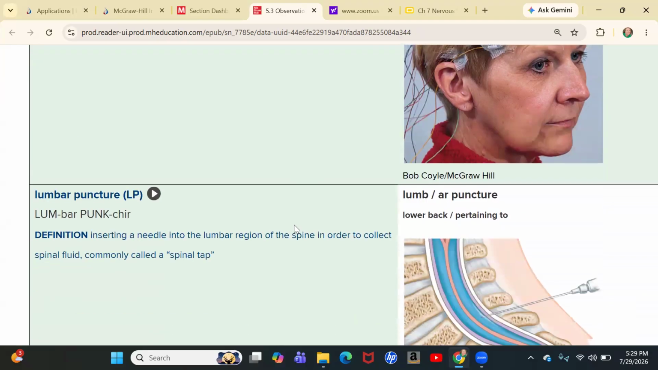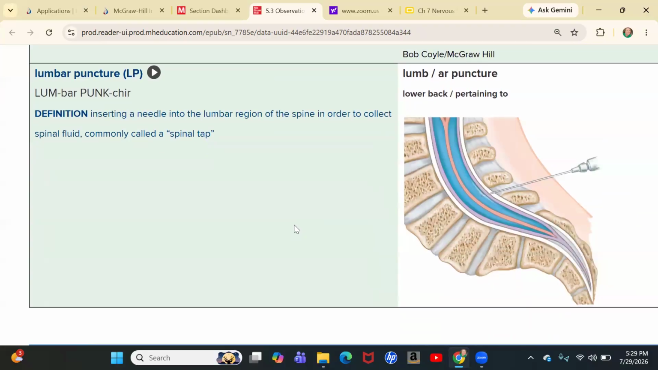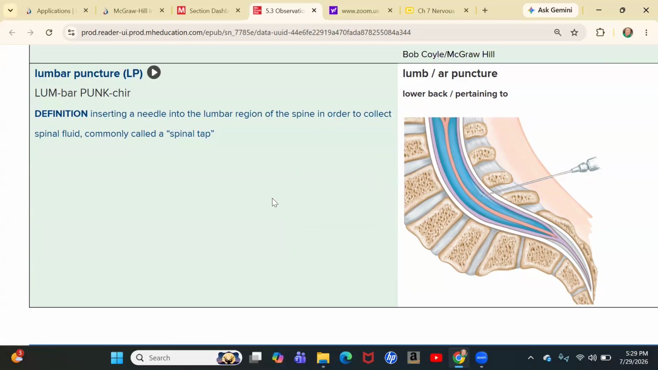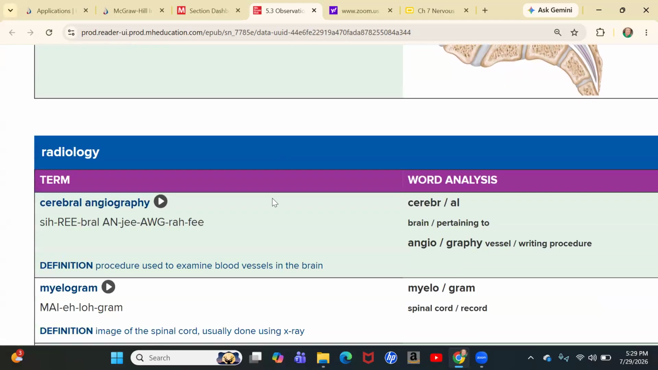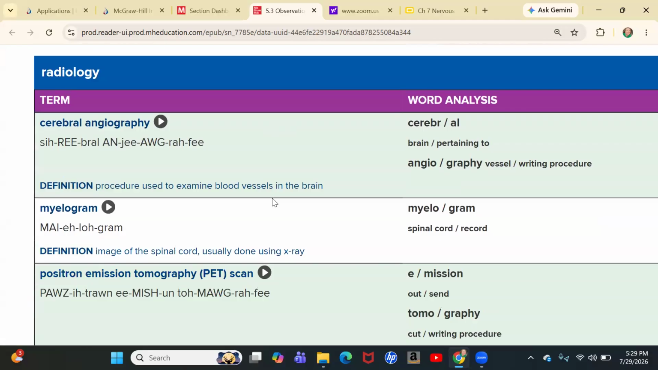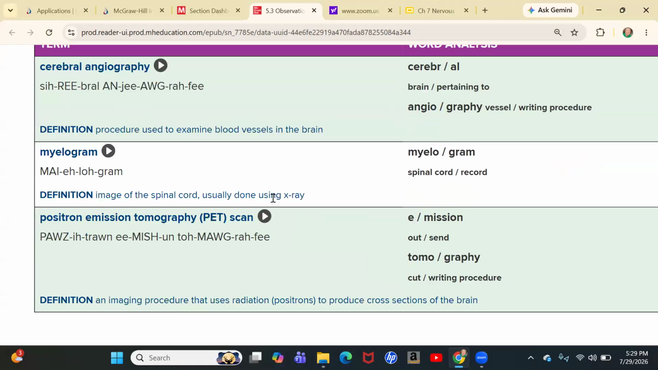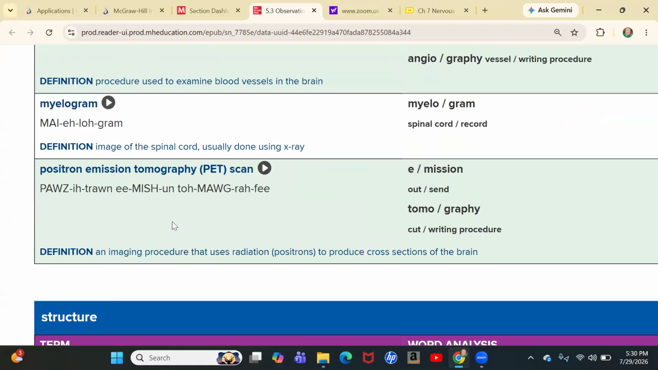Yep, EEG. So it's where they put these electrodes all over the head, and they're measuring the electricity of the brain. This is what we call a lumbar puncture, or lumbar CSF centesis. Okay, inserting a needle into the spine to collect some of that spinal fluid, also known as a spinal tap. Okay, where they're trying to tap the fluid in there to look for different diseases, the function of the neurons there. Different radiology terms here: cerebral angiography, myelogram, positron emission tomography.